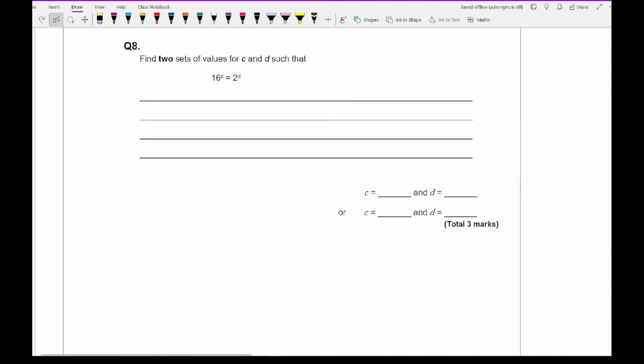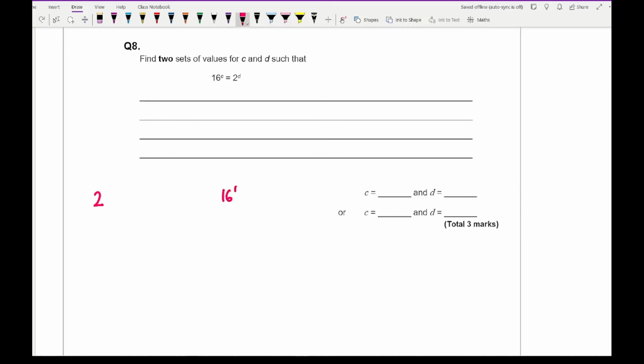Now looking at question 2, it says find two sets of values for c and d such that 16 to the power of c equals 2 to the power of d. Now with this, it's a little bit more complicated rather than changing the bases, because in this case it wouldn't actually be of any benefit. So what you want to do is think to yourself, okay, well 2 to the power of what gives me something to the power of 16.